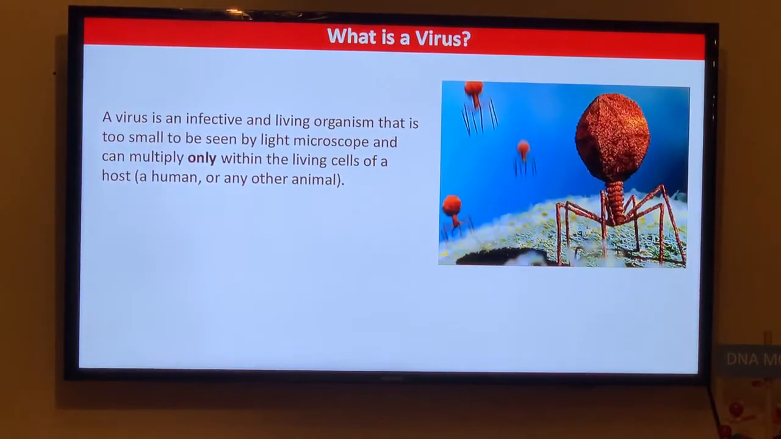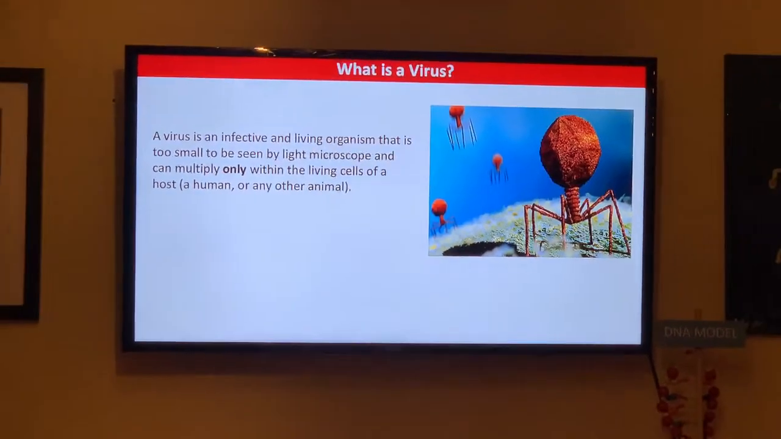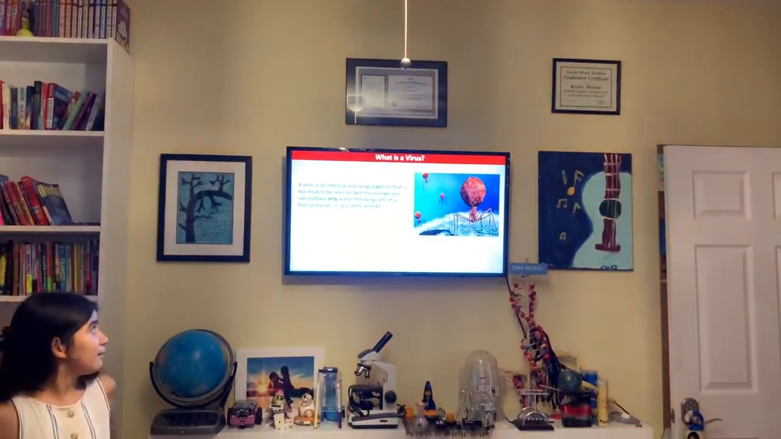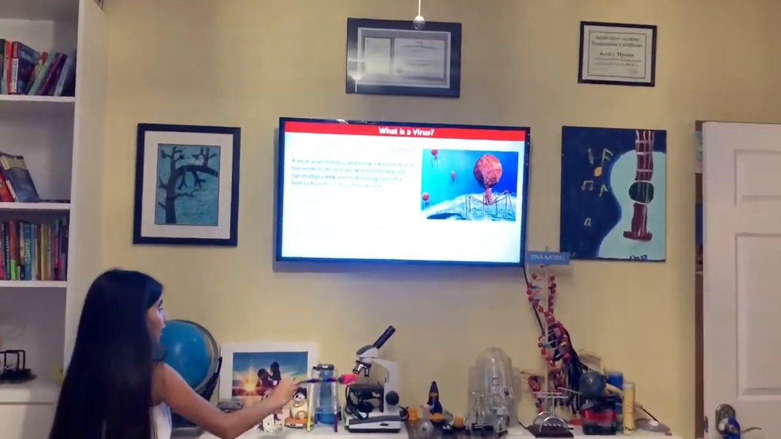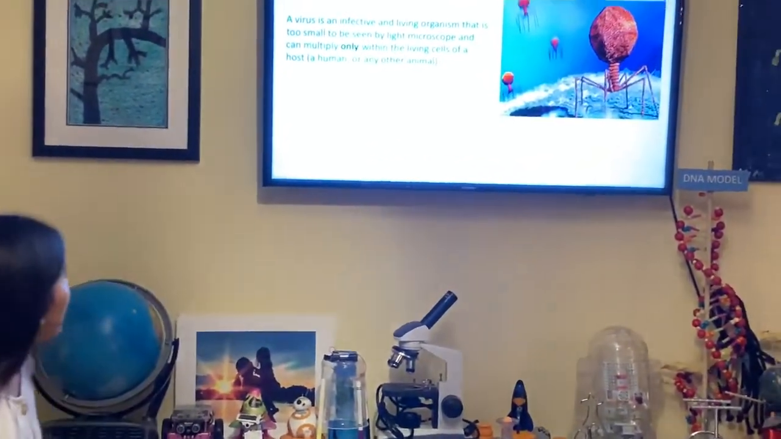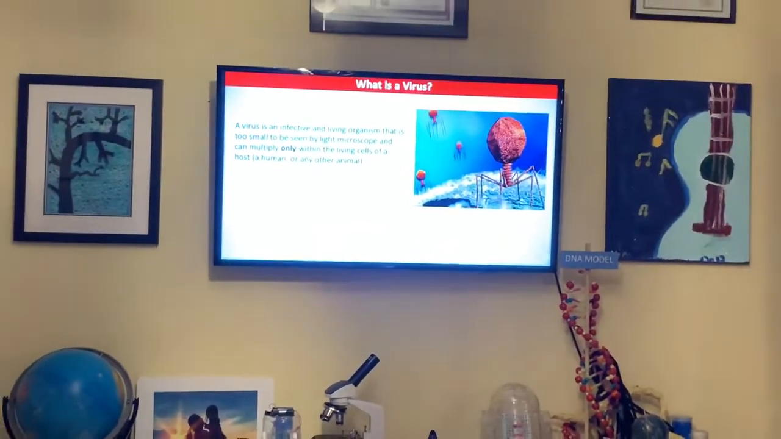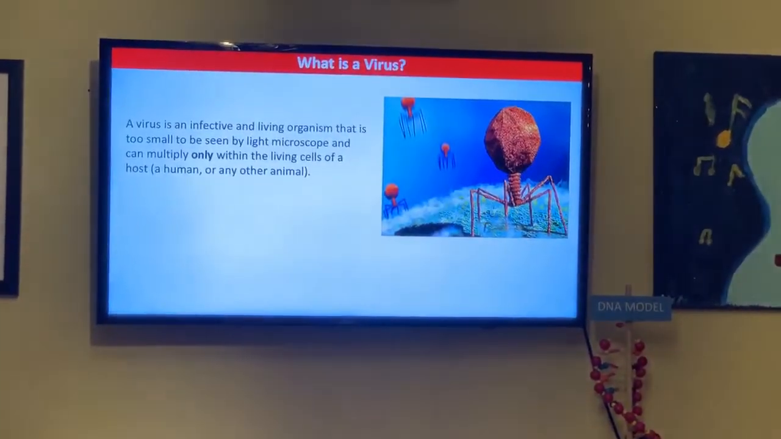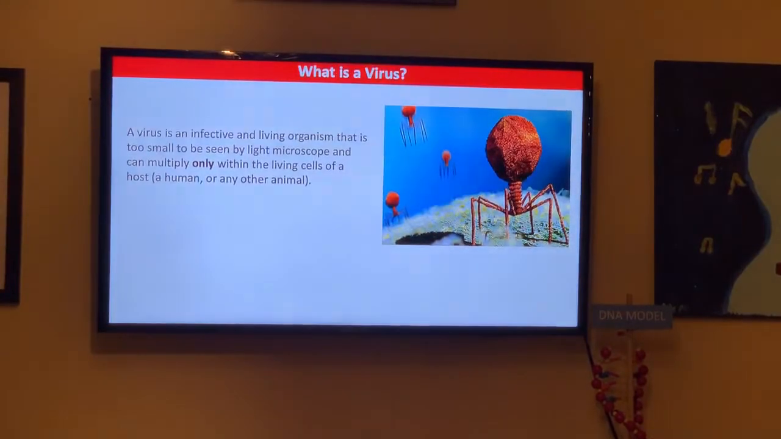We're going to start out with, what is a virus? A virus is a small, infective, and living organism that is too small to be seen by the light microscope, such as the one I have right here, but can be seen by the electron microscope, and can multiply only within the living cells of a host, and a host is a human or another animal.